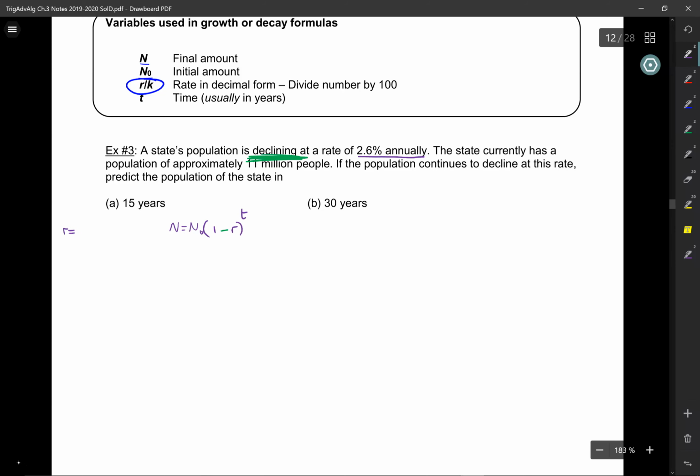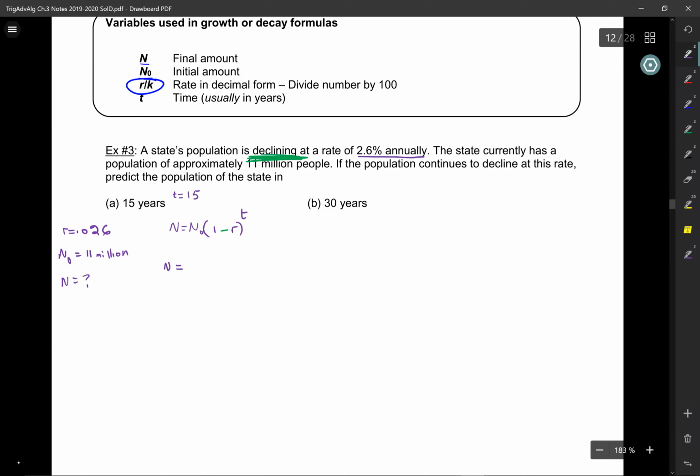The rate is 0.026. The state currently has a population of 11 million people. That's the initial, so that's your N naught. We're not going to say 11, let's just write down 11 million. What are we looking for? We're looking for N, the final amount. And here, we're given that T equals 15.